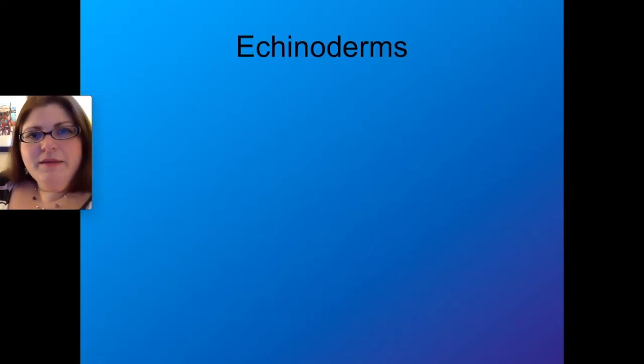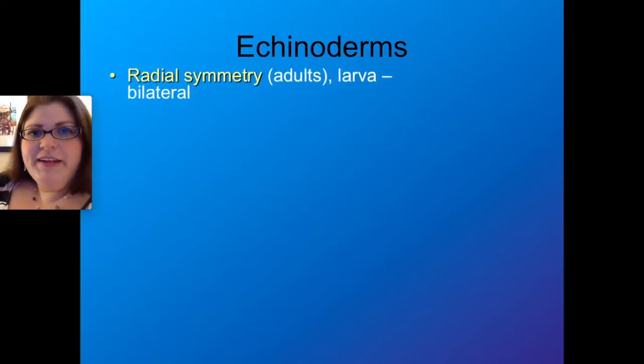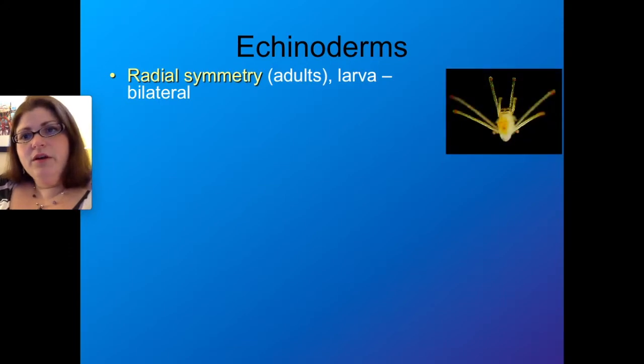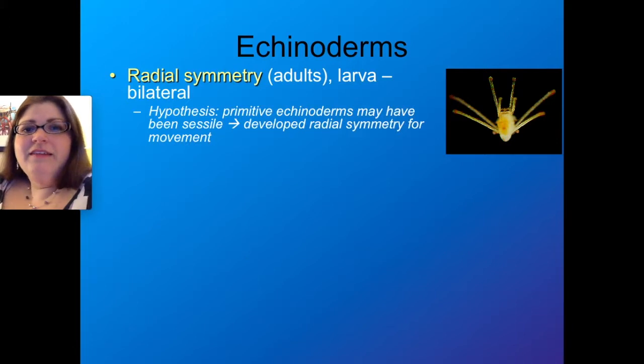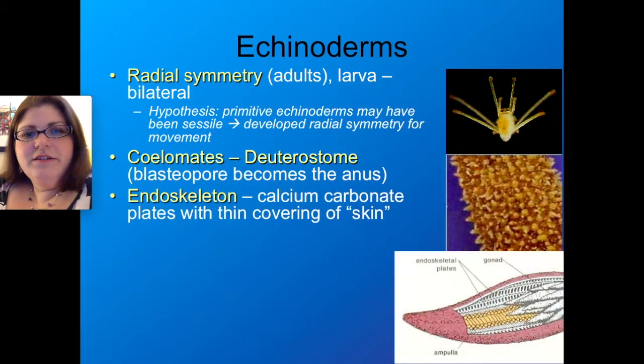Let's take a look at some of the general characteristics of echinoderms. So as I mentioned, radial symmetry as adults, but larvae have bilateral symmetry. There's a larva with bilateral symmetry. One hypothesis says that they perhaps might have been sessile, and as they developed the need to move, they may have developed radial symmetry. As I mentioned, they're deuterostomes, so they're coelomates, and the blastopore develops from the anus first.